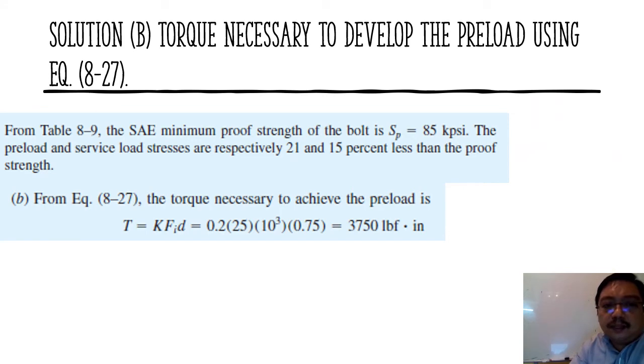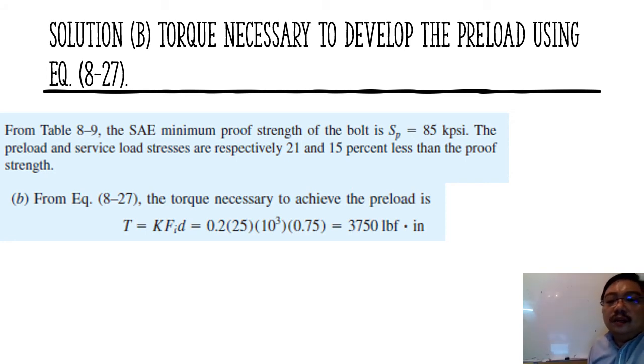Okay, solution B, the torque necessary to develop preload using equation 8-7. Remember, you have two equations, 8-7 and another one, 8-6. You want to develop the preload. The torque for the preload is the value that you get, and now you put it in the torque range, so that the torque range can give the necessary value.